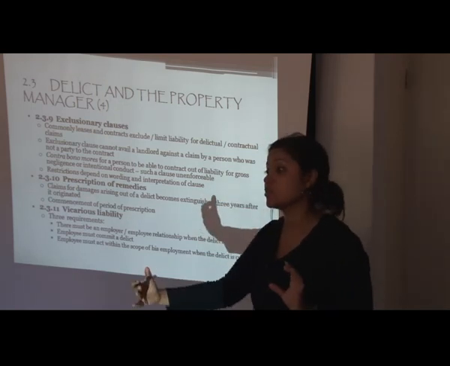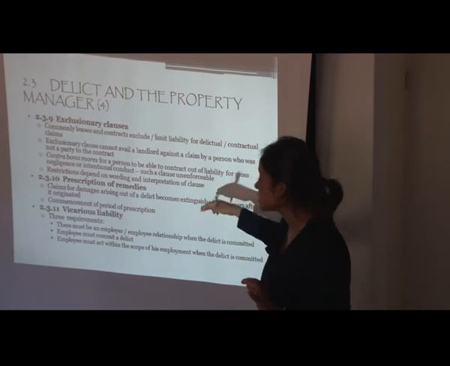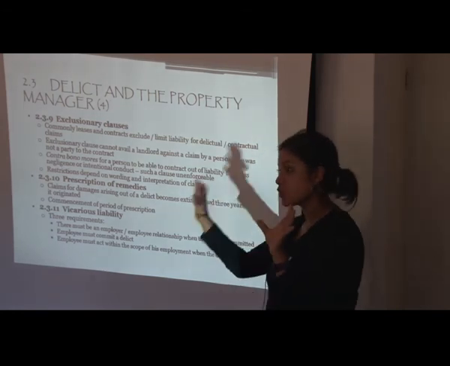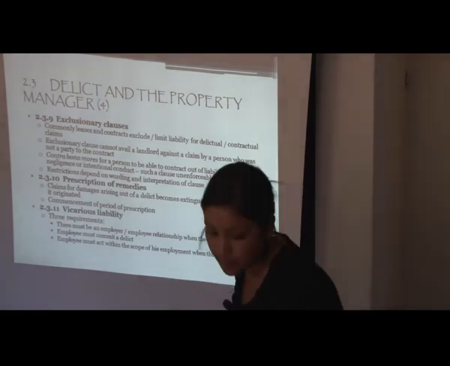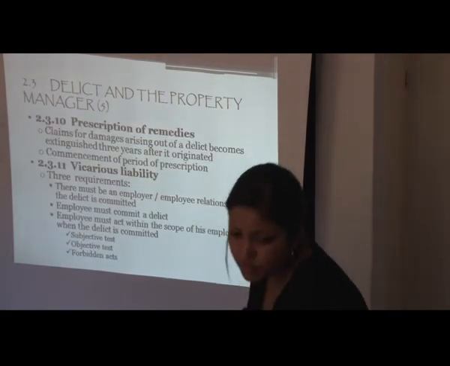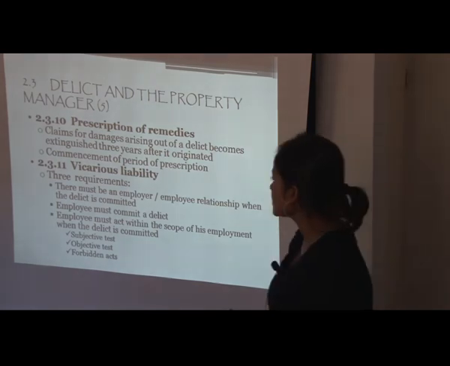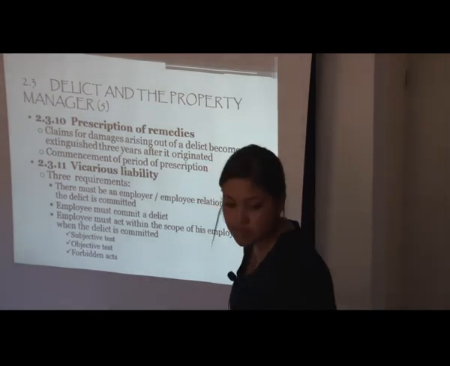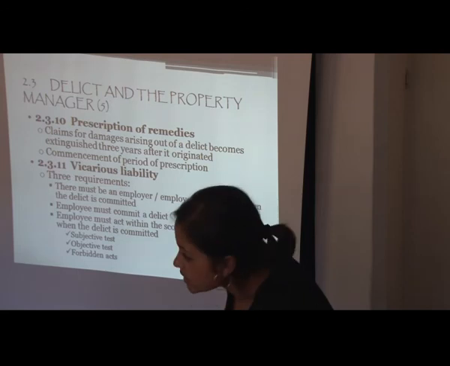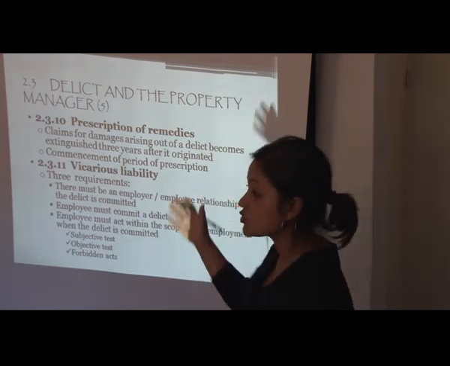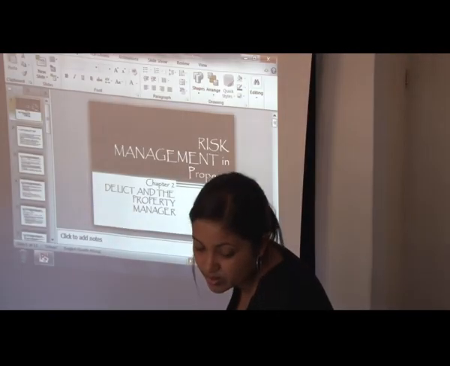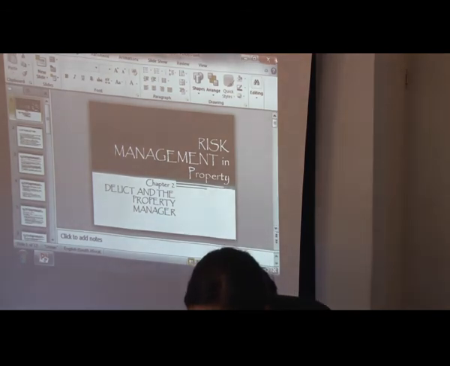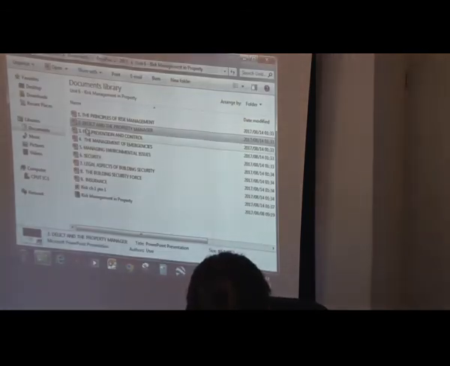How do you remedy the situation? Right? This is just taking that a step further. Something went wrong. What do you do to fix it? That's a prescription of remedies. And then vicarious liability as well. Okay? That's just the definition that you must know. The prescription of remedies, again, like we said. What exactly must the property manager do to put them in a position had the incident not occurred? And there we go. That is all it. Very quickly, let's go on to chapter 3.